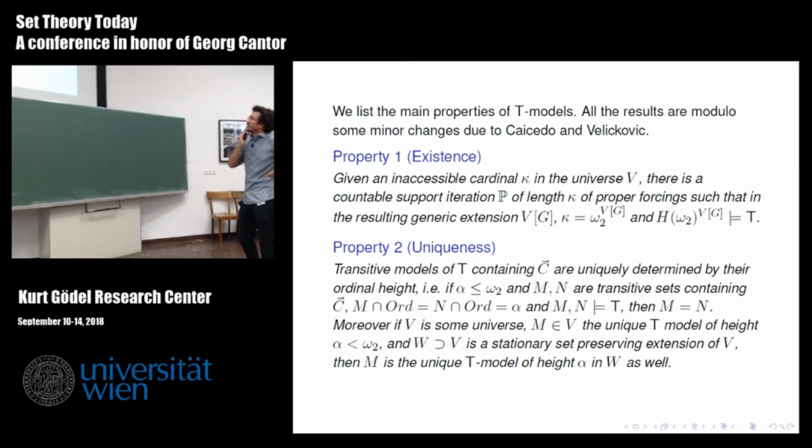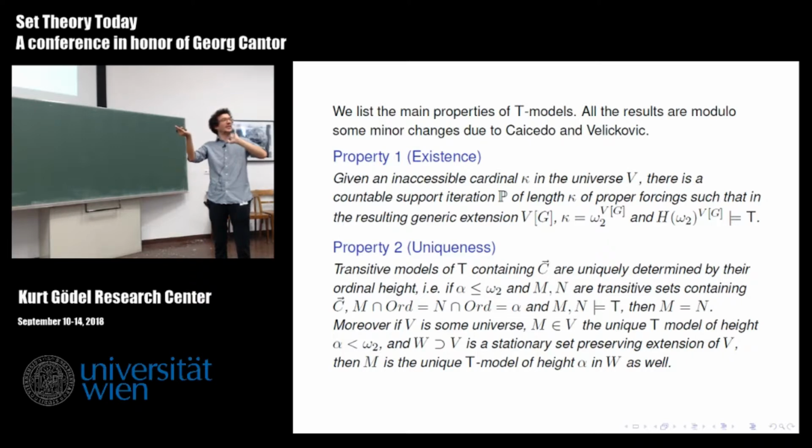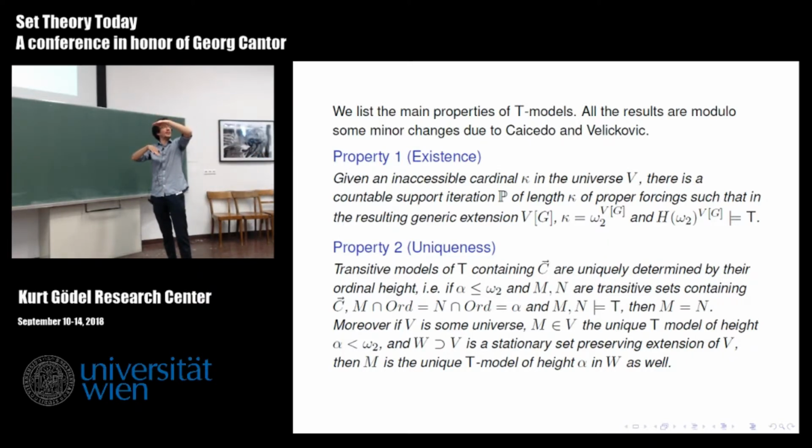And the interesting thing is that this property is not lost even if we pass to an outer model. If we pass to a stationary set preserving extension and look at the T models in that bigger universe, then at least the old T models from the ground model will still be the unique T models even for the generic extension. So nothing changes. I will draw a picture later.